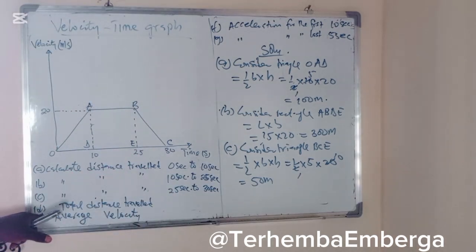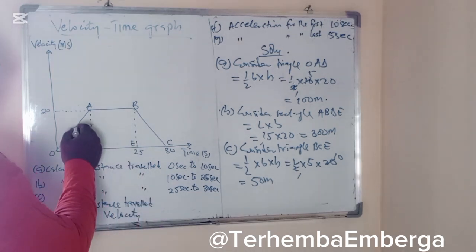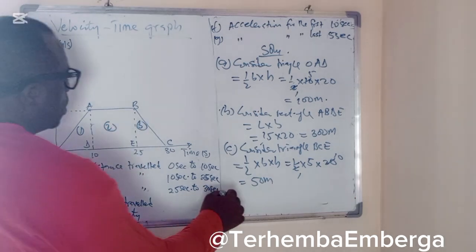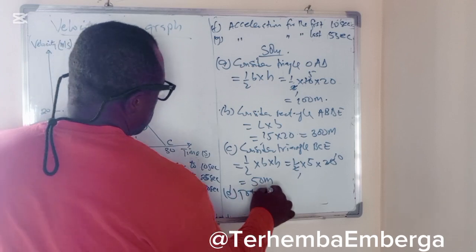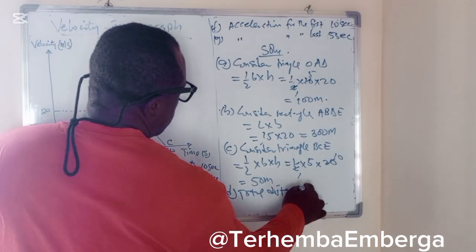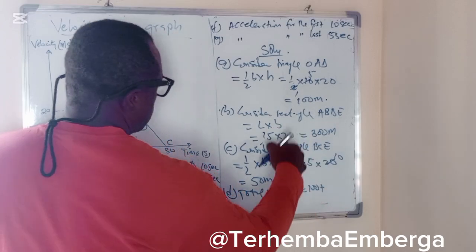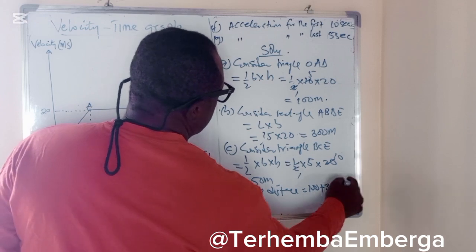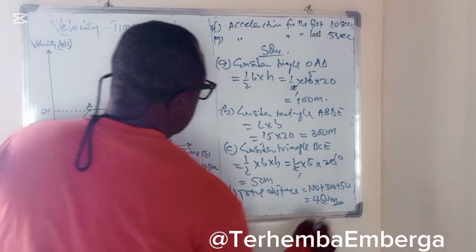So the D part of it, the total distance traveled, we will now add up 1, 2, 3. So the total distance traveled will be equal to 100 plus 300 plus 50, and that will give us 450 meters.